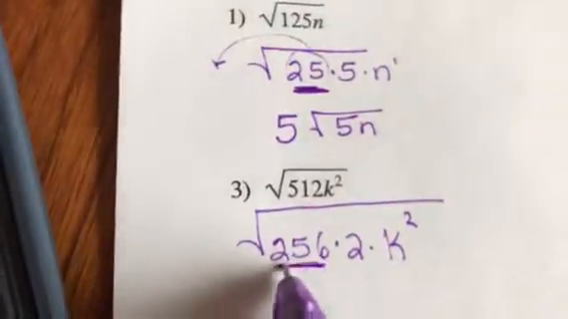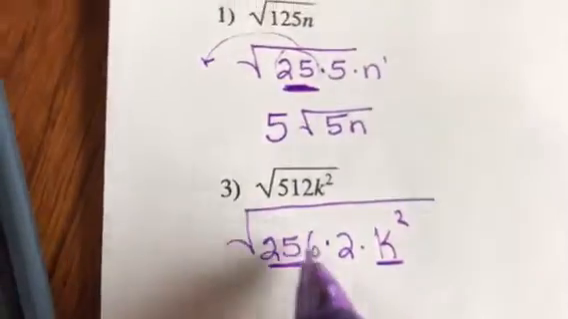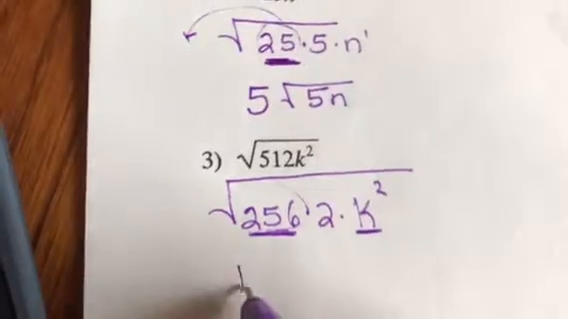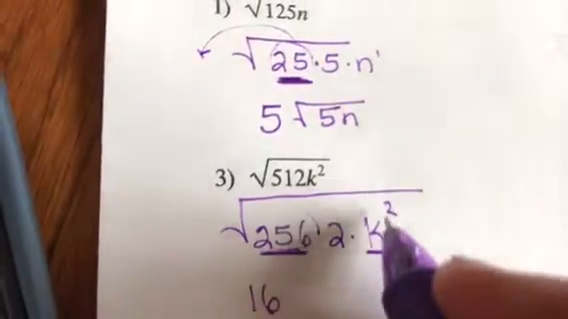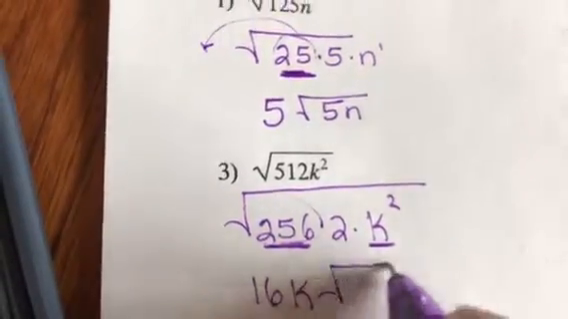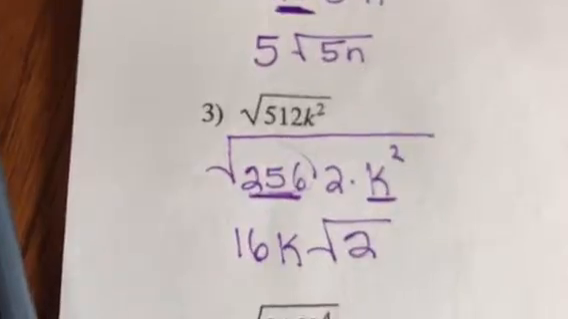You have to show this, okay? So underline or circle what's perfect. If they're perfect, they can come outside. The square root of this is 16. The square root of k squared is k. He's not perfect. He has to stay underneath that radical sign. So that would be your final answer.